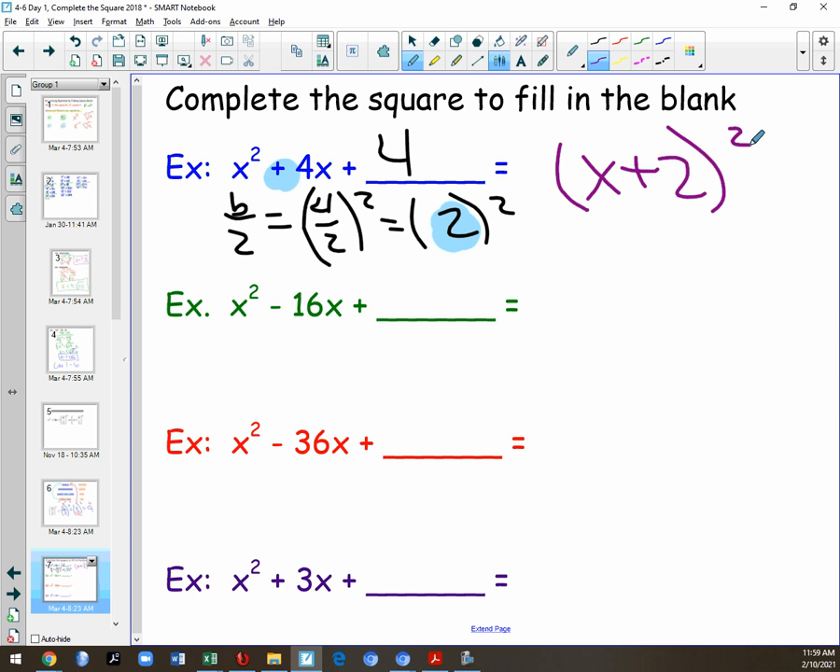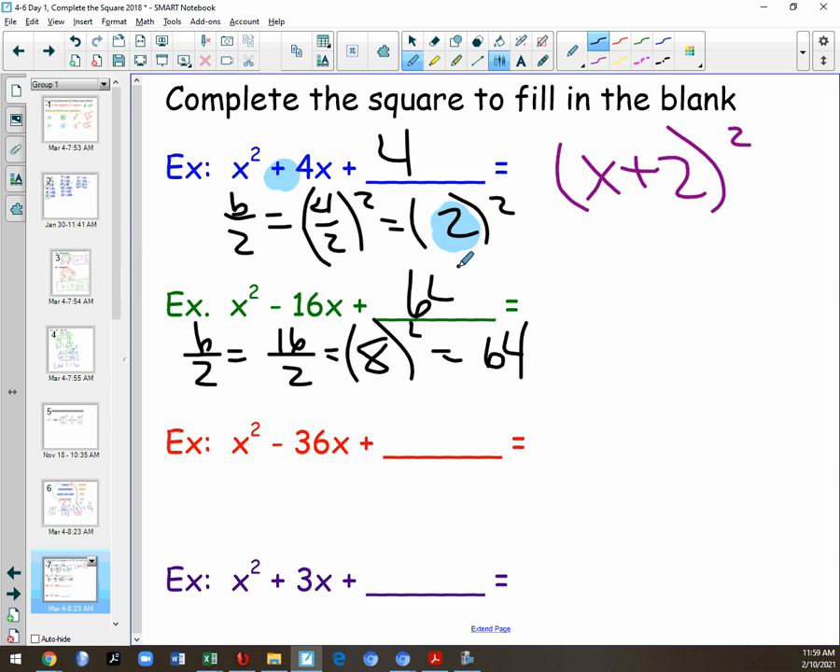So let's do that again. I'm going to take my B value and divide it by 2. That's 16 divided by 2, which is 8. I'm going to square that, and that gives me 64. The 64 goes there. But what I actually want to write is x, taking this middle sign and taking the number before I squared it. That's going to be x minus 8, quantity squared.